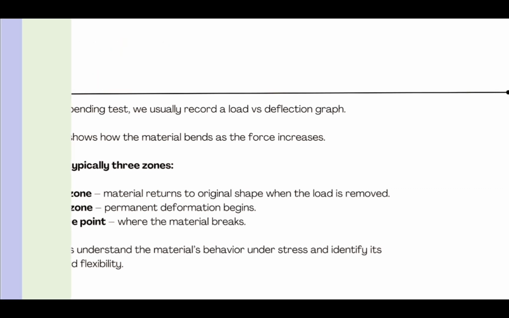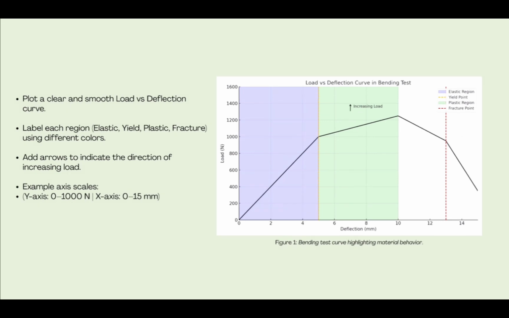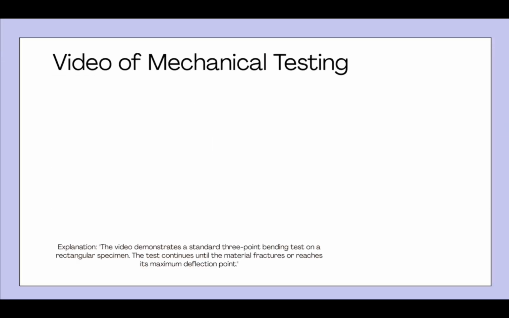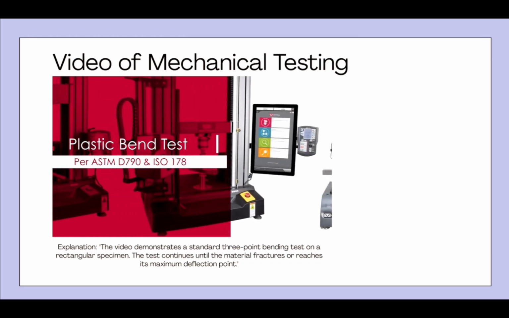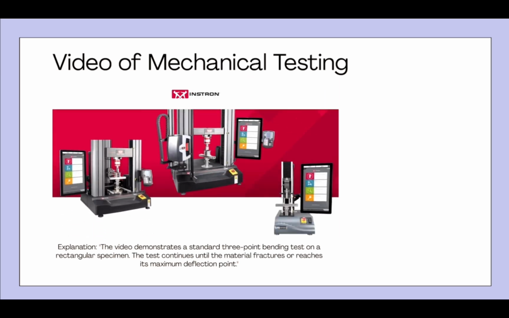The next slide, we have our graph here, which shows the load versus deflection curve in bending tests, and also the steps, as you can see next to the graph. That is for further reference on understanding how the load versus deflection curve in a bending test works. The next slide, we have prepared a video of mechanical testing. The video demonstrates a standard 3-point bending test on a rectangular specimen. The test continues until the material fractures or reaches its maximum deflection point.